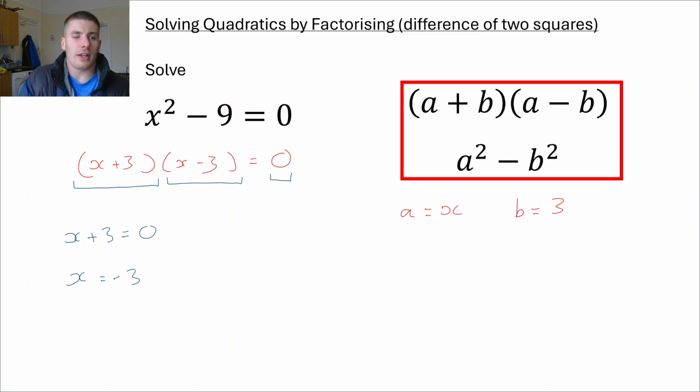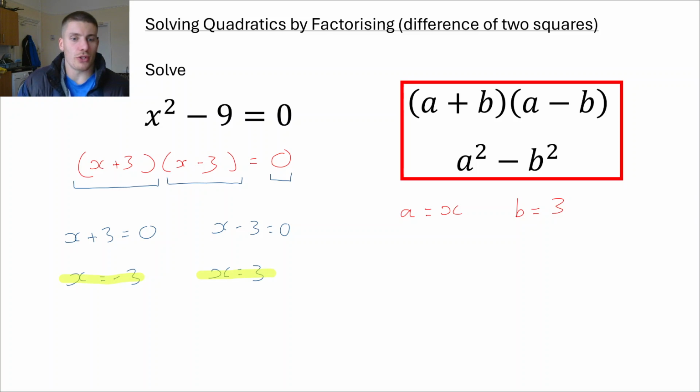And then your second one is when x take away 3 is equal to 0. So you're saying, well, when x take away 3 is equal to 0, add the 3 to both sides, and you're going to see that your x value is equal to 3. So the two solutions, or the two roots of this quadratic equation, are x being equal to negative 3, and x being equal to 3.